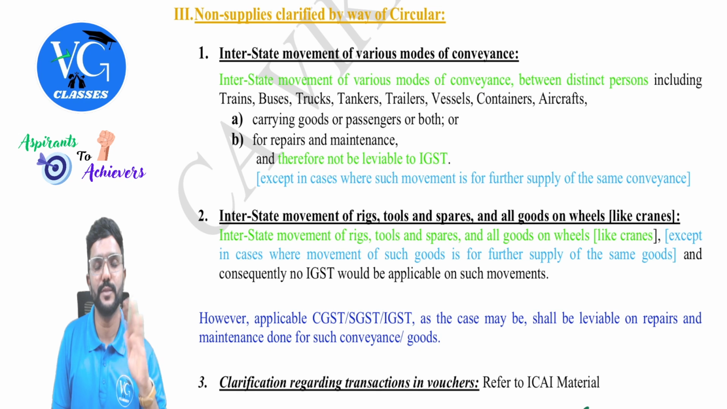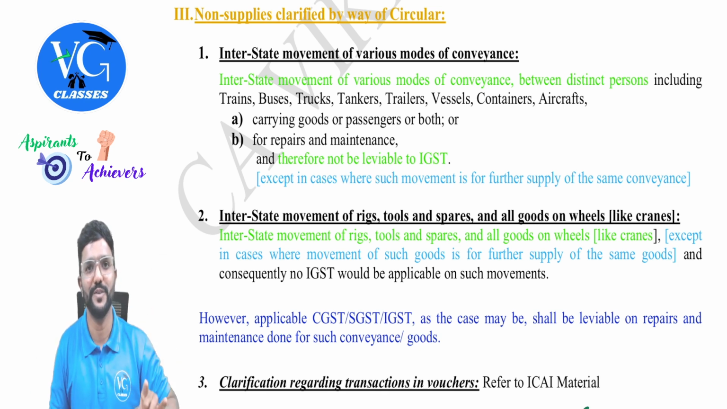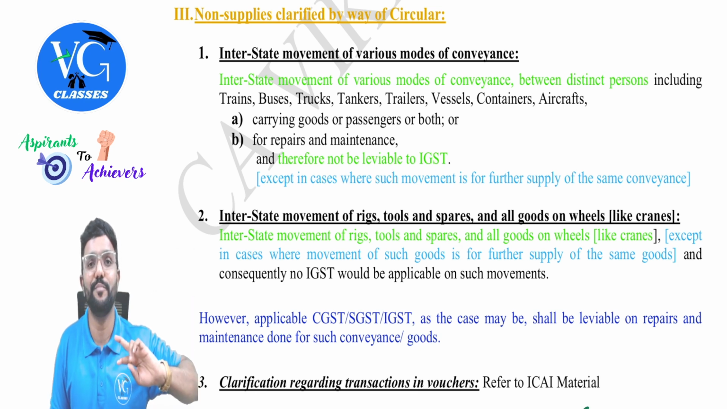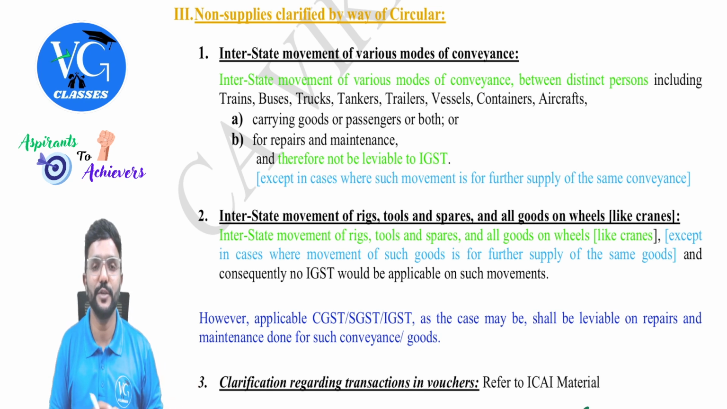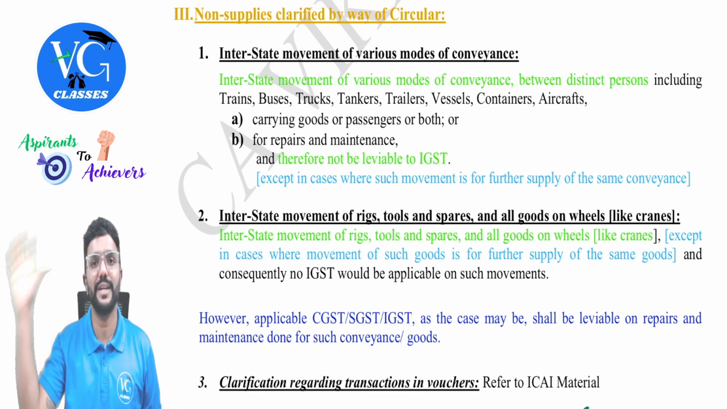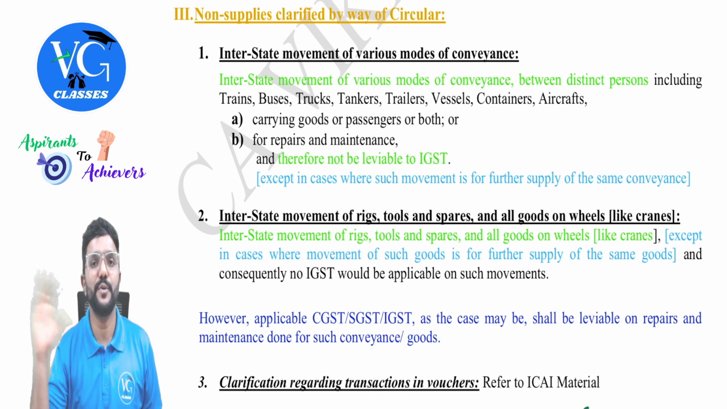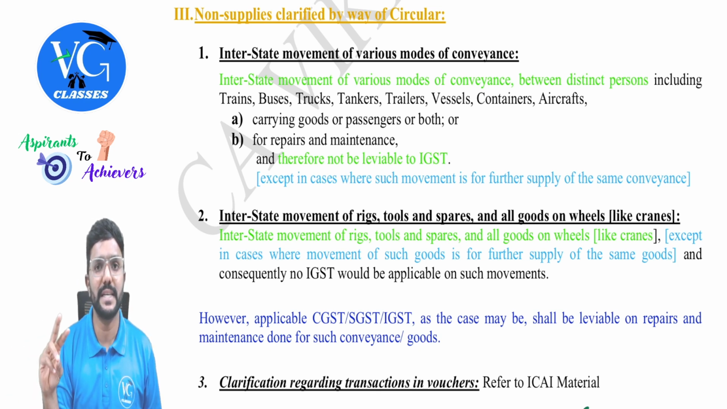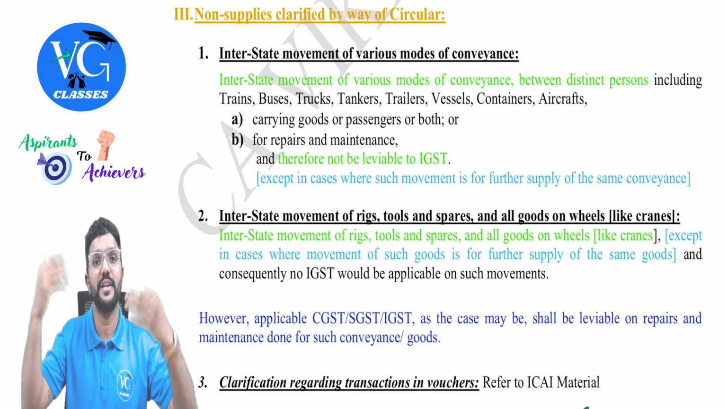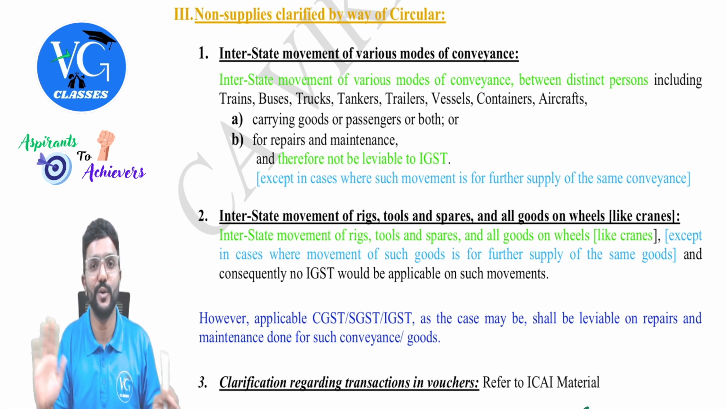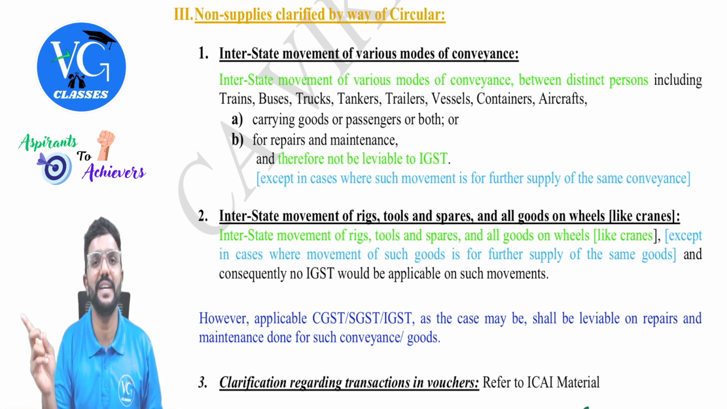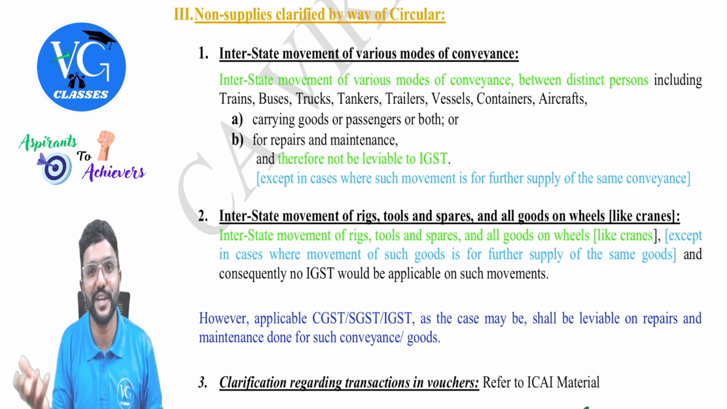So if there is any bus movement from one place to another place, giving transportation services to the passengers, is there a supply of bus? No. Sir, there is a supply of service, but can we consider it as a supply of bus? No. Same way, assume there is a truck movement from one state to another state to transport the goods. Can we consider it as transportation service provided? Yes. But can we consider that truck is supplied from one state to another state? No, no, no.